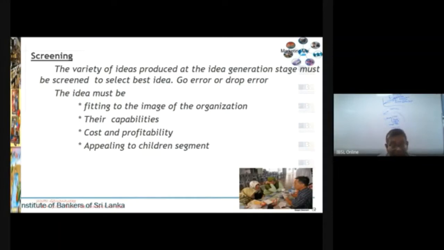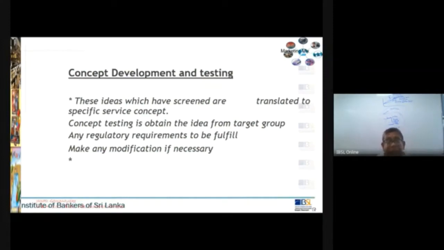They may come up with a fantastic idea like giving a higher interest rate, higher gifts and all, but you need to look at the cost and profitability. Whether this product is appealing to the children segment, since we are going to discuss children's savings accounts. So when you're shortlisting or screening the best idea, you may look at all these points. Second stage, screening. Right. Now the third stage.